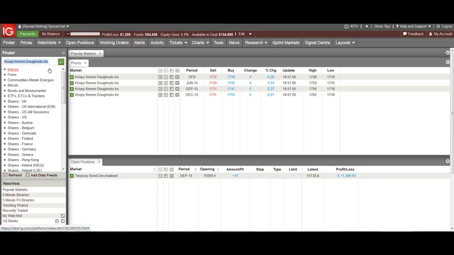Also, let's say for instance you find a share and you don't find it's listed. You can contact them and pick up the phone. There are many times they may do a trade for you just because it's not on the platform.